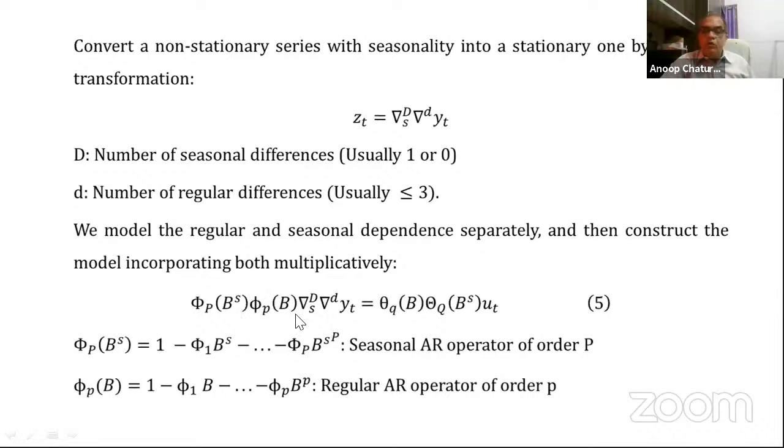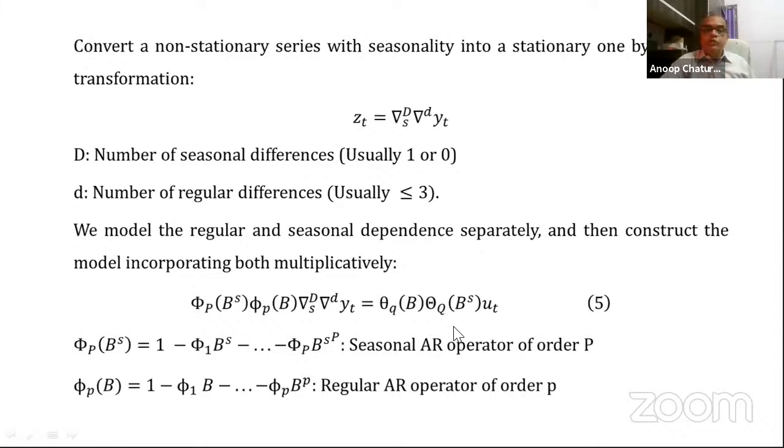this is your regular auto-regressive operator of order small p. Then you also have a seasonal auto-regressive operator of order capital P. This is your seasonal auto-regressive operator. This theta q is your regular moving average operator of order small q, and capital theta Q of B to the S is your seasonal moving average operator of order capital Q. Right? Now this is your SARIMA model, seasonal auto-regressive integrated moving average model.